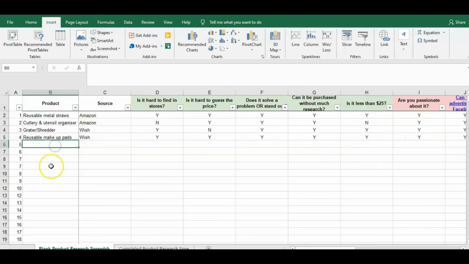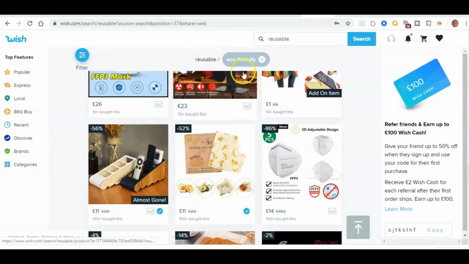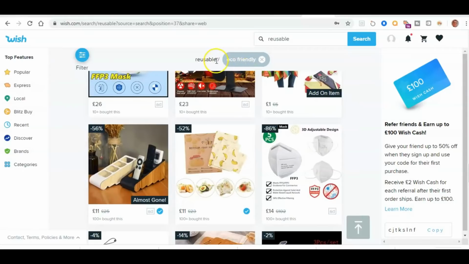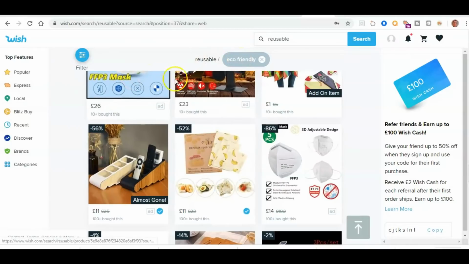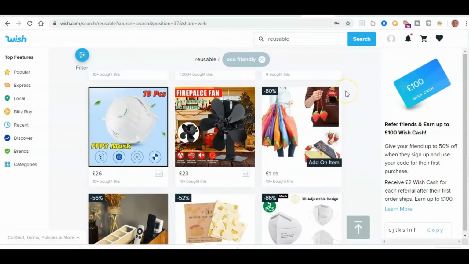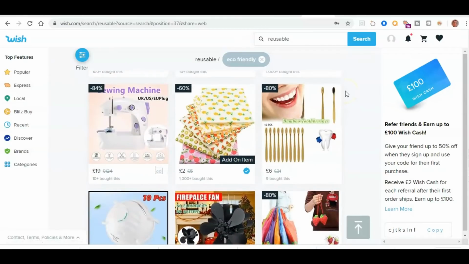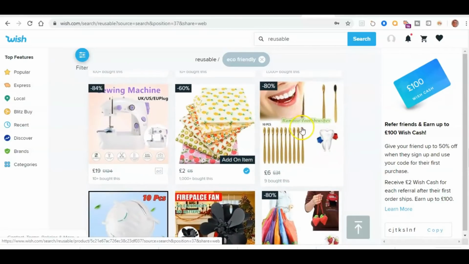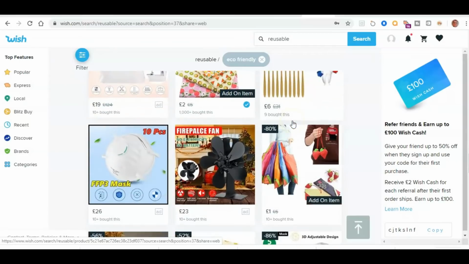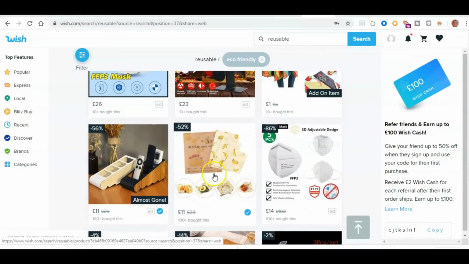Okay, so let's see if we can find one more thing on Wish before we move on. Here we are, back on Wish. Obviously we were looking at reusables, but it gave me the option to choose eco-friendly items, so I thought I would have a little look through there. I did find these bamboo toothbrushes. I like those very much. Those are very popular. But what I did find here as well were these beeswax food wraps.